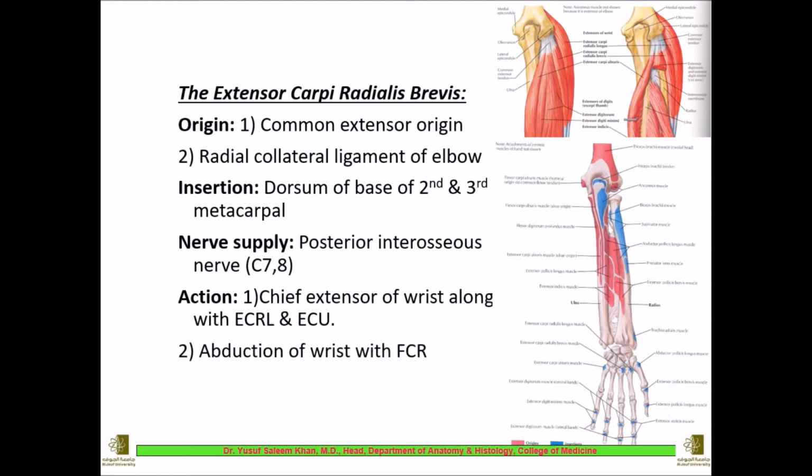The second function: because it is on the lateral side, this will be acting along with one of the flexors and one of the extensors, that is the flexor carpi radialis as well as extensor carpi radialis longus, to help in the abduction of the wrist joint. The third important function is it assists the movements of the digits, because these muscles will be fixing the second metacarpal bone and then help in the movement at the metacarpophalangeal as well as interphalangeal joints.